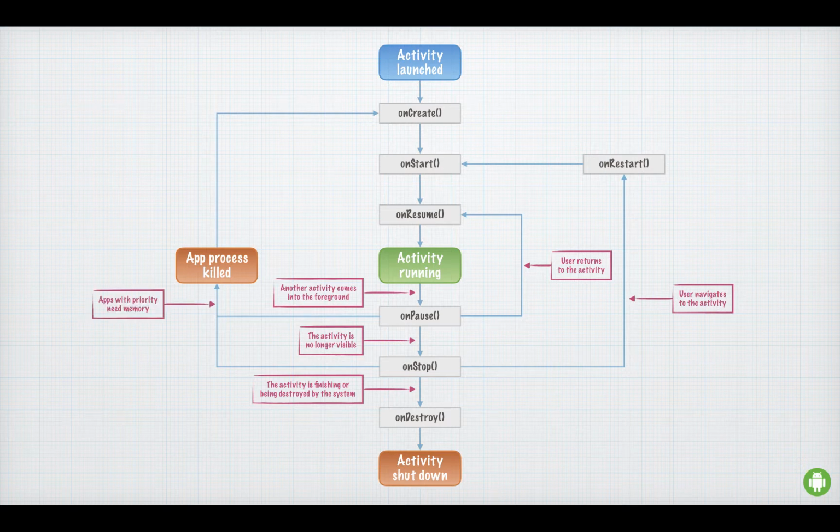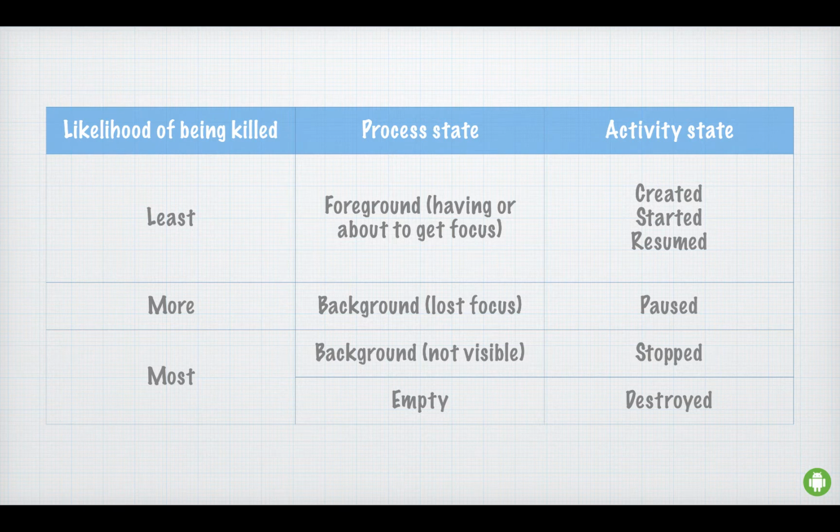Note that if an activity is paused or stopped, the Android system may shut down the activity and remove it from memory. Even a destroyed activity can be launched again by navigating to the recent screen. As memory can be a scarce resource in a mobile application, the Android system may decide to shut down an activity in order to free up memory for other activities.